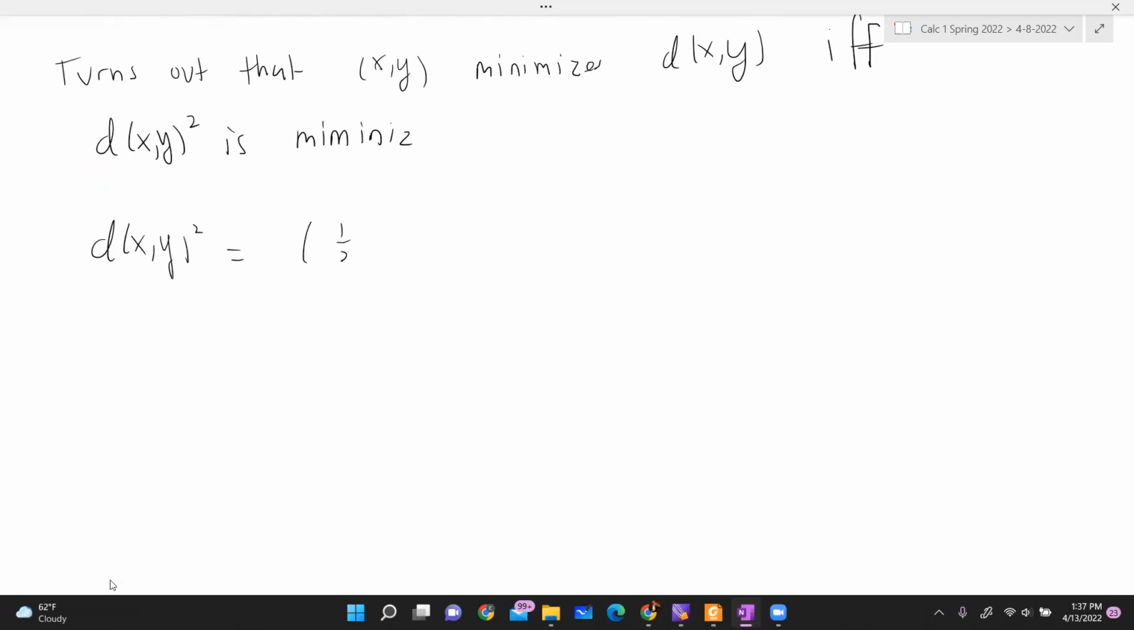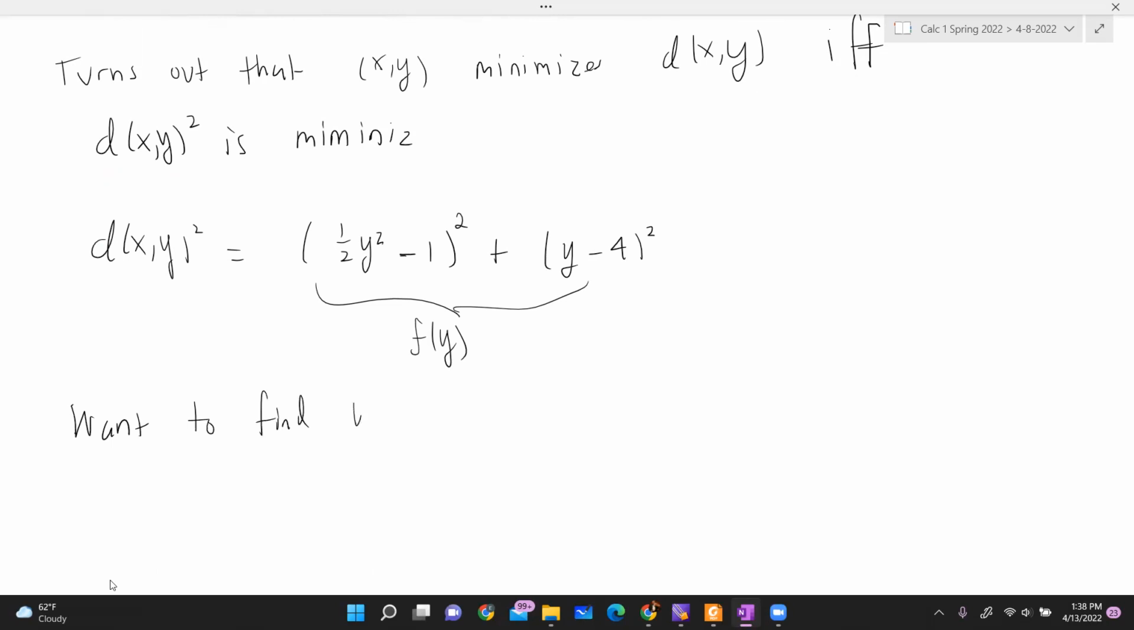So d(x, y) squared is just (1/2 y squared minus 1) squared. I'm not actually writing x anymore, but it is still implicitly a function of x. So it's this plus (y minus 4) squared. And we're going to call this f of y. So really what we want to do is find some real number y minimizing f of y. And so how do we do that?